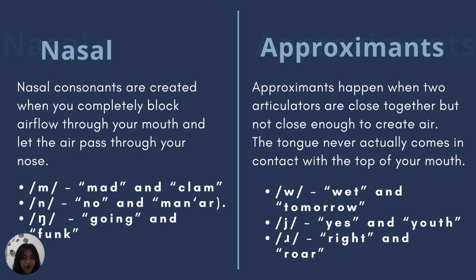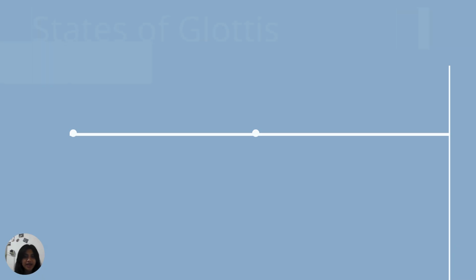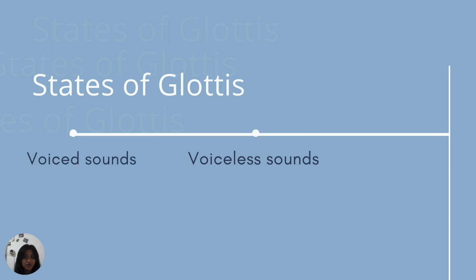And then there are approximants. Approximants happen when two articulators are close together but not close enough to create friction, because we have to let out the air. The tongue never actually comes in contact with the top of your mouth. For example, w, as in wet. And then there are the states of glottis.